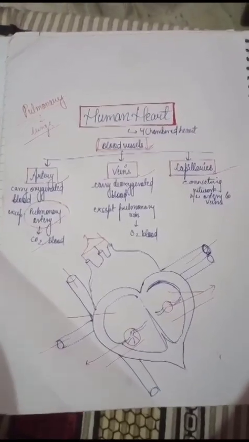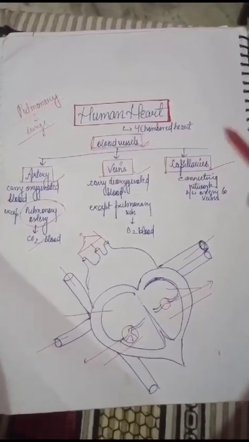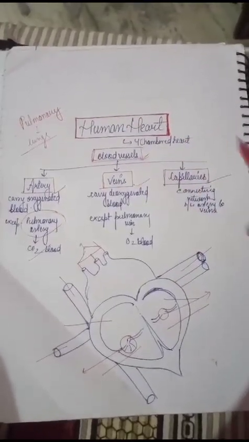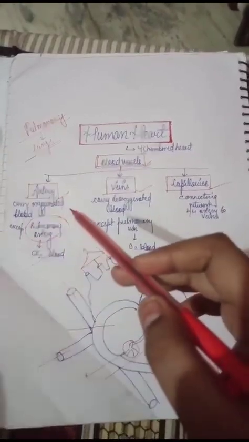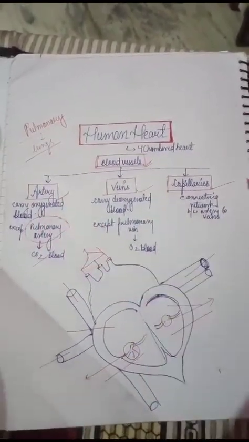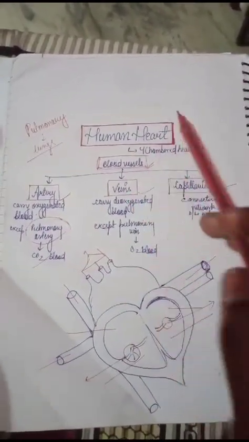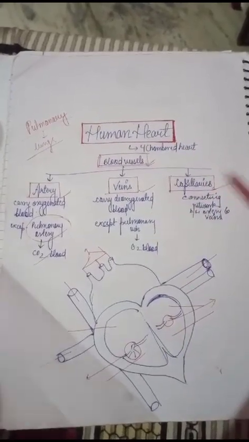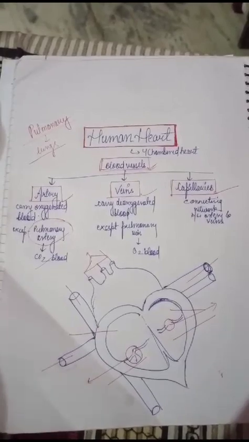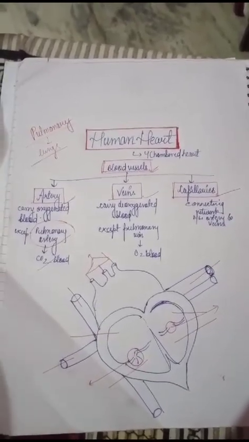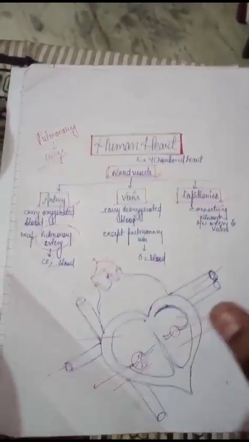Before starting the human heart, first we have to study about blood vessels. There are mainly three types of blood vessels: arteries, veins and capillaries. Arteries are the blood vessels that carry oxygenated blood. Veins carry deoxygenated blood. Capillaries carry both types of blood, as they make the connection between arteries and veins.